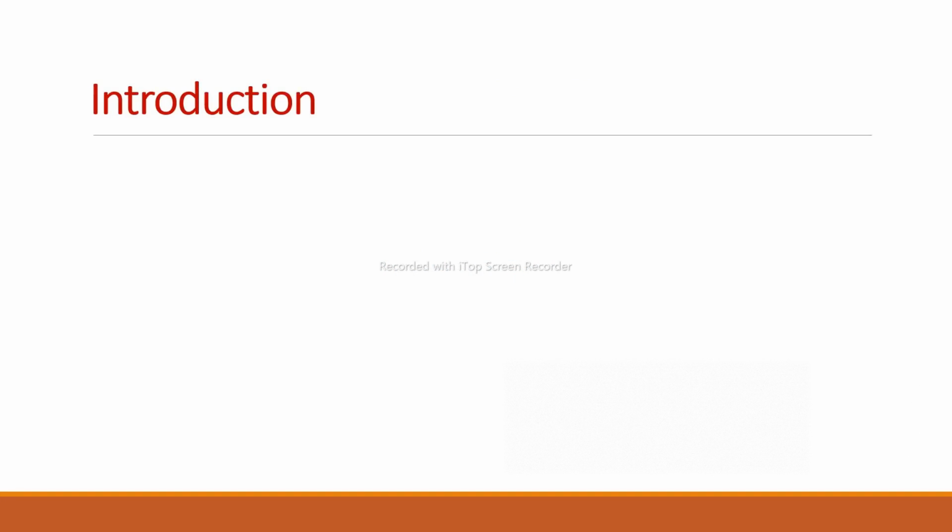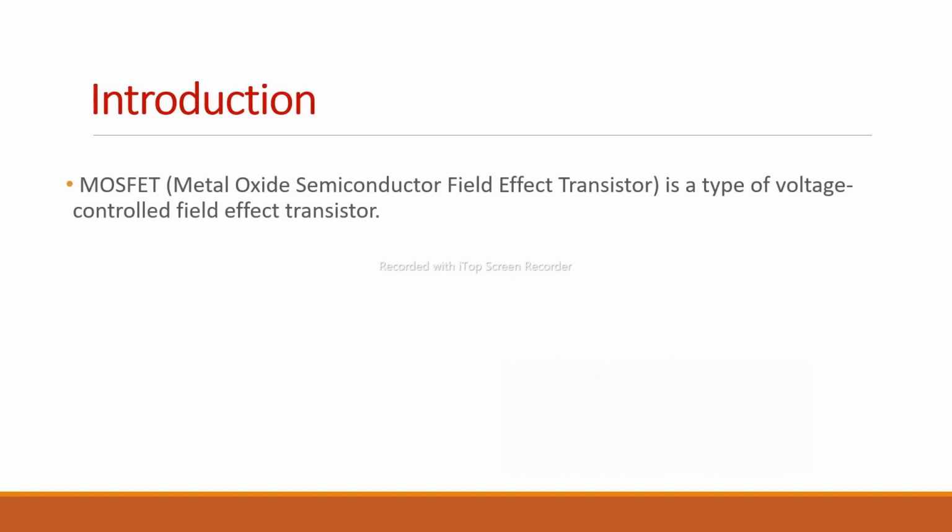We'll start with the introduction. MOSFET stands for Metal Oxide Semiconductor Field Effect Transistor. It is a type of voltage controlled field effect transistor. MOSFET is an essential building block of an IC, because of its advantages like low power consumption, low cost of manufacturing, and fast operation speed. It is a very dominant device in digital and analog as compared to any other semiconductor devices.